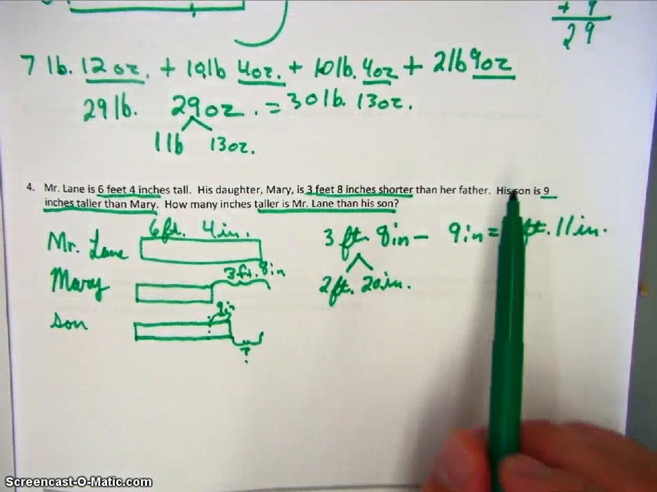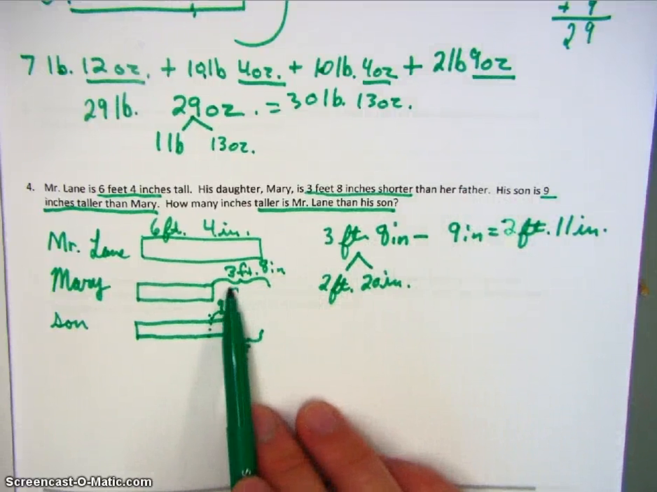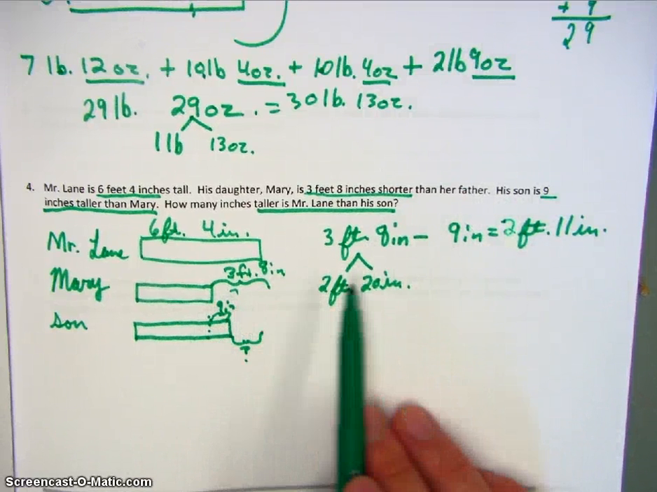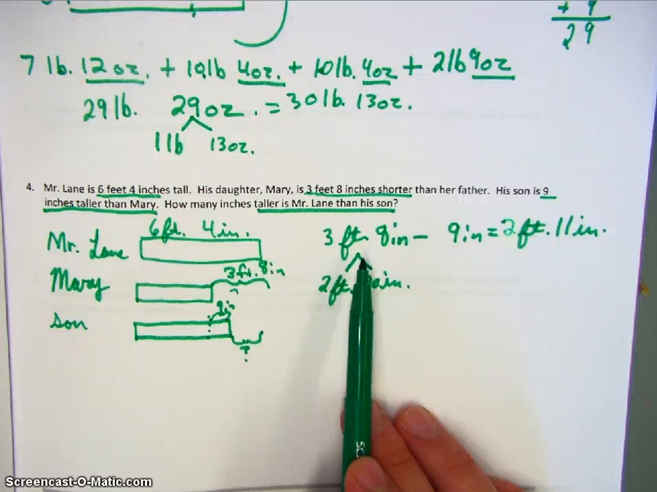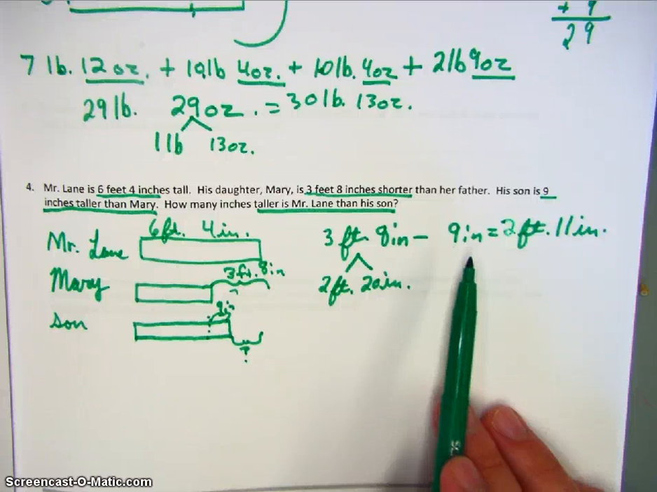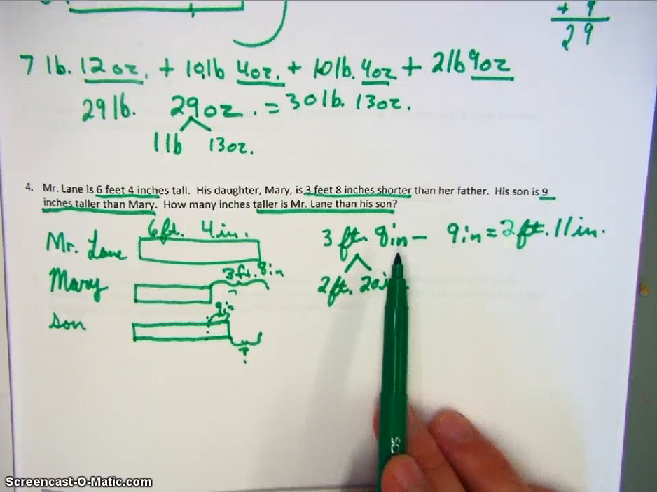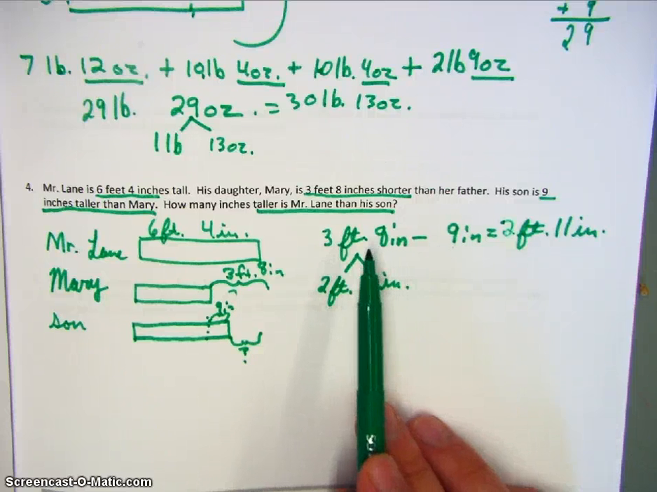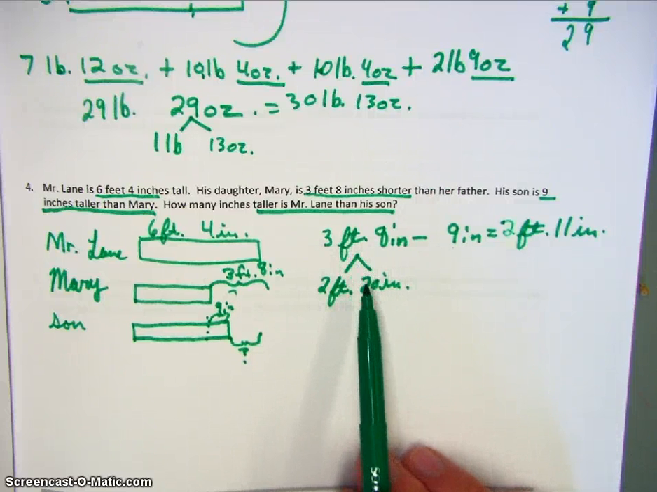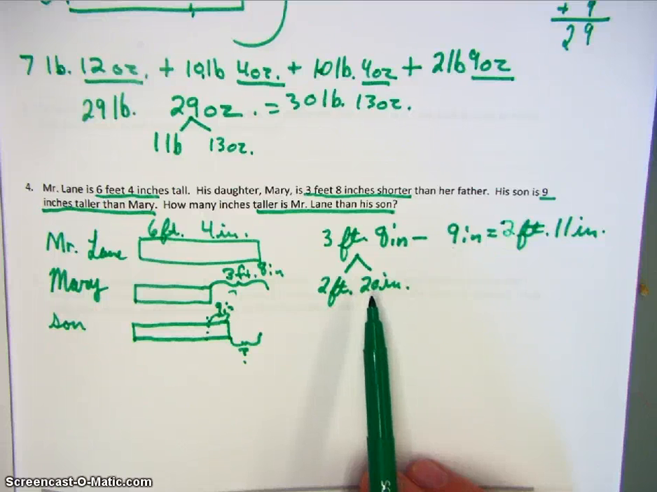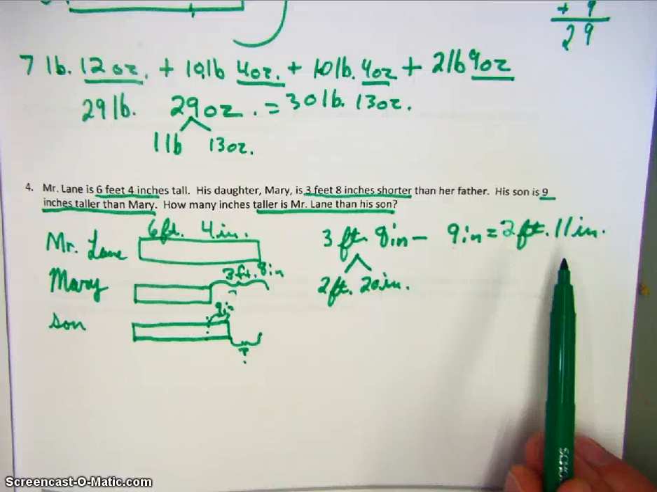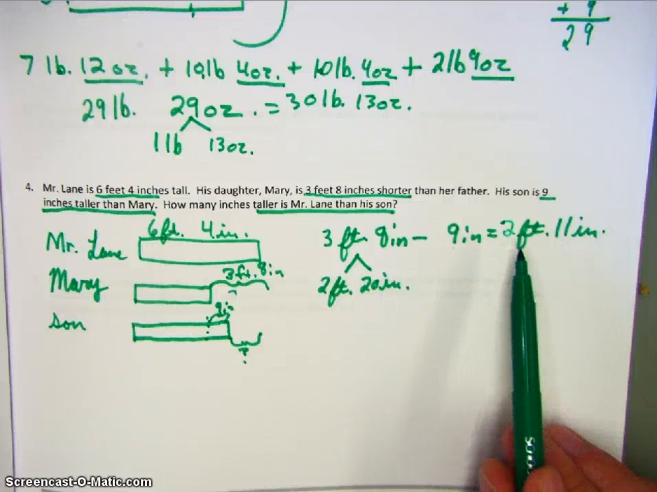Okay, so I'll walk you through what we just did here. We know that the difference between Mary and Dad is 3 feet 8 inches. Now the son is a little bit taller than Mary, so we're going to take off the 9 inches. But we can't do 8 inches minus 9 inches, so we're going to convert one of our feet into 12 more inches so that we have enough to subtract. So now we can do 20 inches minus 9 inches, and that gets us 11 inches. And then we have our 2 feet left over.